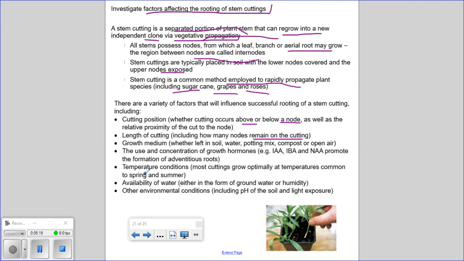Now, temperature conditions can also affect stem cuttings. Most cuttings will grow optimally at temperatures common to spring and summer, and the availability of water will affect how well that cutting will grow, as well as other environmental conditions, which include pH of the soil and light exposure. So these are all the different factors that can affect stem cuttings and affect rooting.